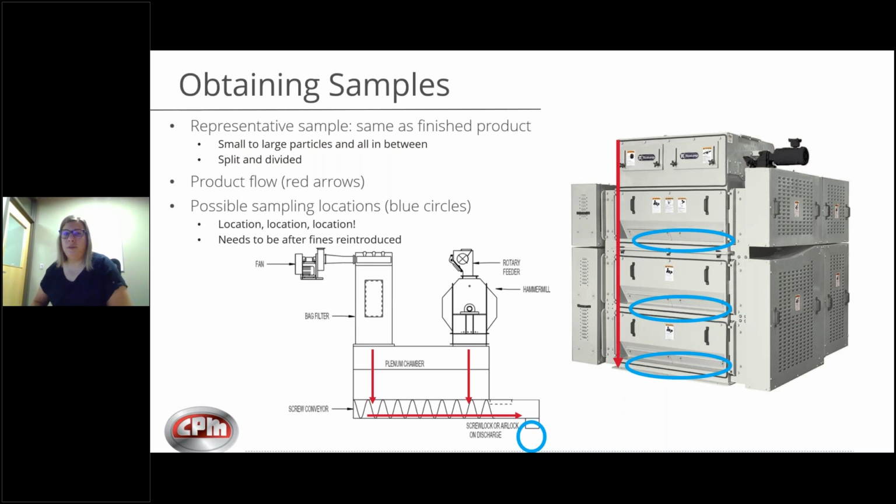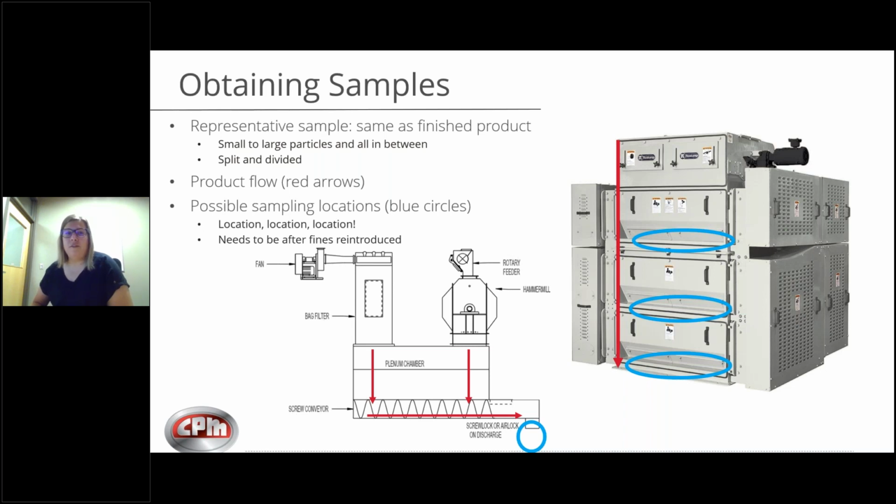And so with both of these pictures, on the left, I have a diagram of a hammer mill system, and then on the right, a picture of one of our roller mills. And so the red arrows indicate the product flow through each piece of grinding equipment, and then the blue circles indicate possible or potential sampling locations. And so sampling is similar to real estate. It's all about location, location, location.